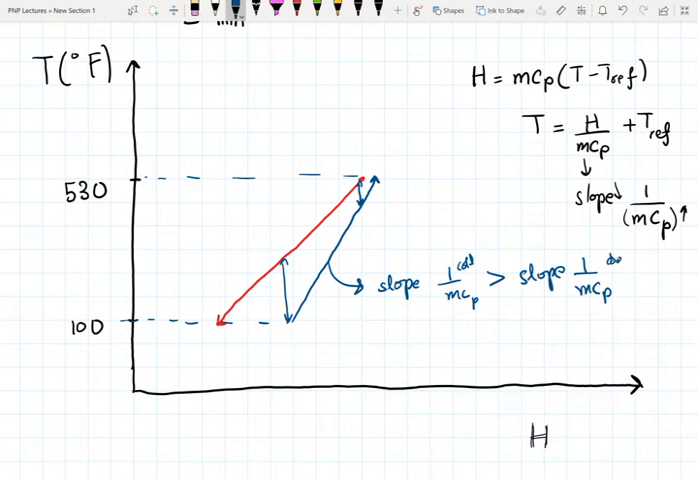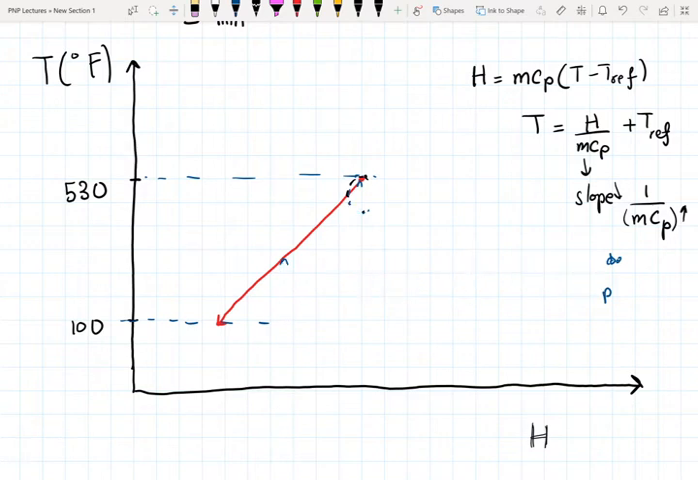if that's the scenario, your minimum approach temperature is going to exist at the hot side. If it was the other way around, let's suppose your cold stream had a smaller slope and looked something like this, then the minimum approach temperature is occurring on the cold side of the heat exchanger. So just a point to be wary of when you're solving problems.